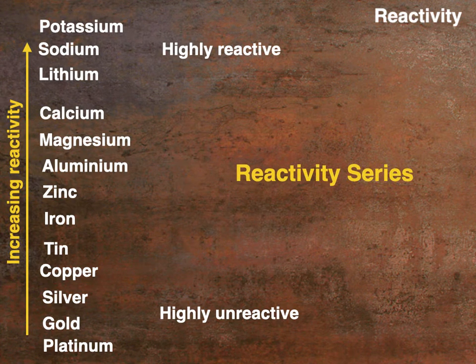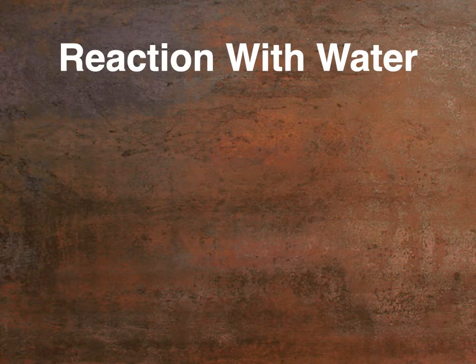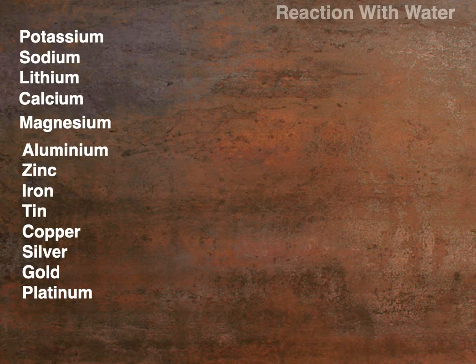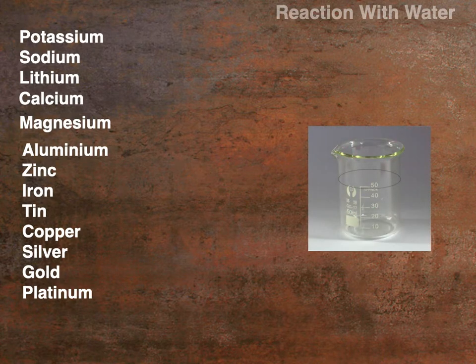Now, we're going to be using this idea of reactivity when we look at three reactions of metals, the first of which is the reaction with water. Okay, there's our list of metals in order of reactivity. Let's imagine we've got a beaker of water, there it is, and we put in a highly reactive metal, say for example potassium.